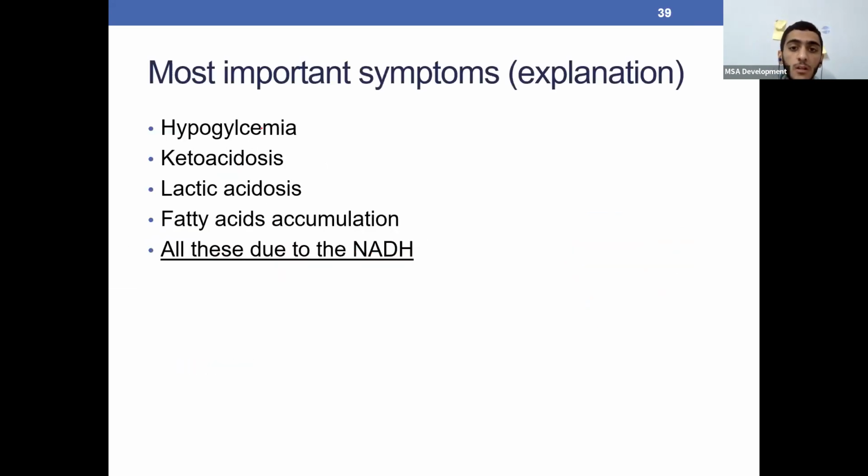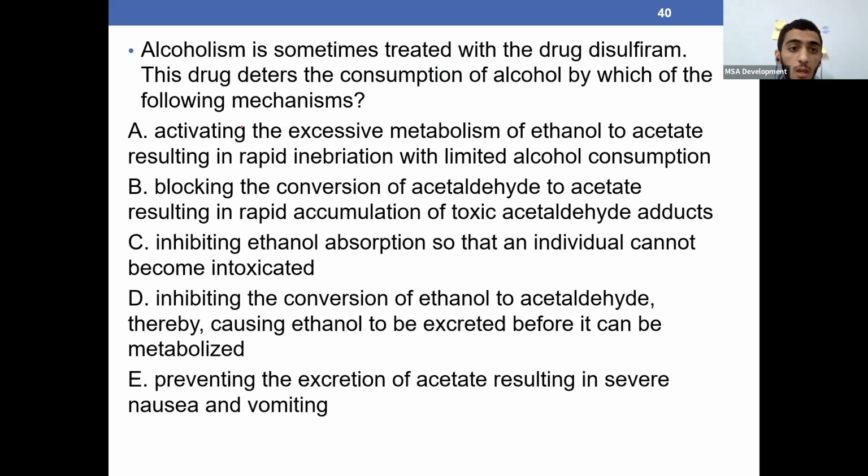Now, hypoglycemia, ketoacidosis, lactic acidosis, fatty acids, and all these symptoms are due to the buildup of NADH from alcohol metabolism. I think this is the last question. Alcoholism is sometimes treated with the drug disulfiram. This drug deters the consumption of alcohol by which of the following mechanisms? It was discussed in the last slide. What disulfiram does is lead to the buildup of acetaldehyde, so that the person himself will feel drunk and would stop consuming the alcohol.